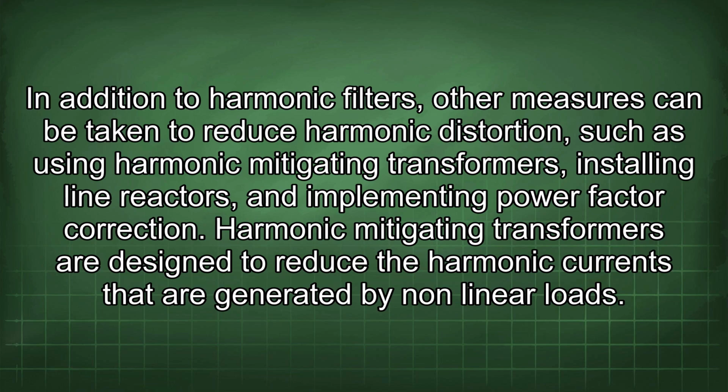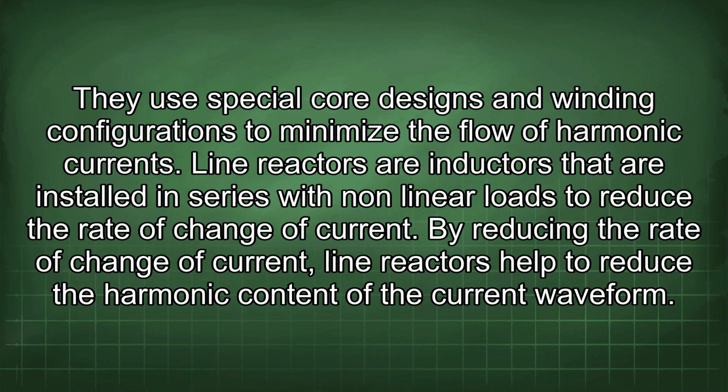In addition to harmonic filters, other measures can be taken to reduce harmonic distortion, such as using harmonic mitigating transformers, installing line reactors, and implementing power factor correction. Harmonic mitigating transformers are designed to reduce the harmonic currents that are generated by nonlinear loads. They use special core designs and winding configurations to minimize the flow of harmonic currents.